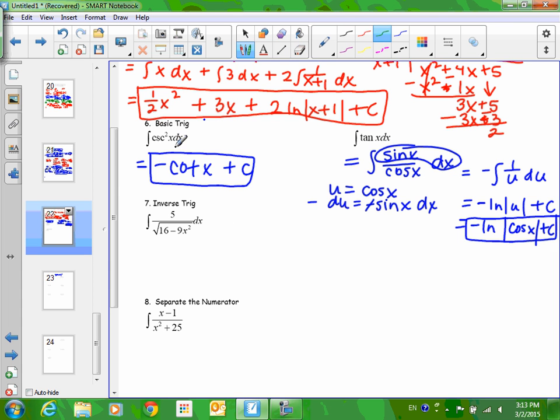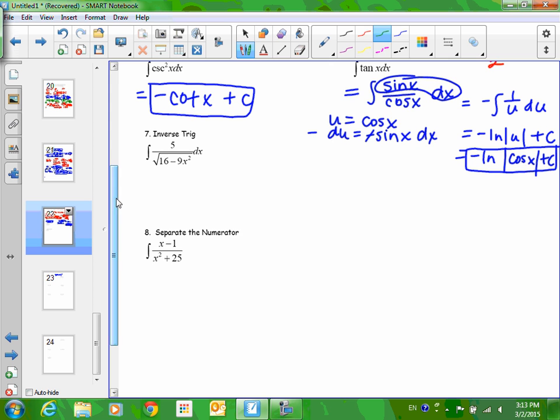Okay, let's look at inverse trig. So besides me just saying, hey, this is an inverse trig, how do you know that this is inverse trig? What are your clues? There's a square root in the denominator, and it's a number squared minus a function squared. Okay, the 5, don't let that throw you. We're just going to move that to the front.